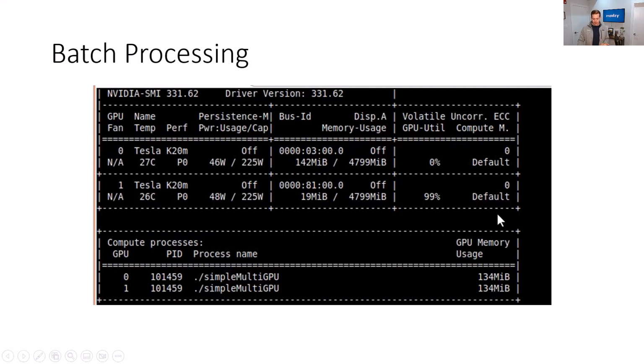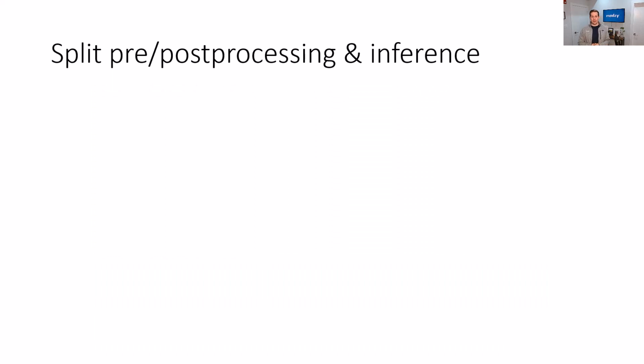So if we look at this diagram right here, we see the top line of a GPU not being utilized at all versus the bottom one being highly utilized. So the idea is that we can still accelerate inference overall by increasing our throughput and taking advantage of the GPU for what it's good at, and that is processing data in parallel.